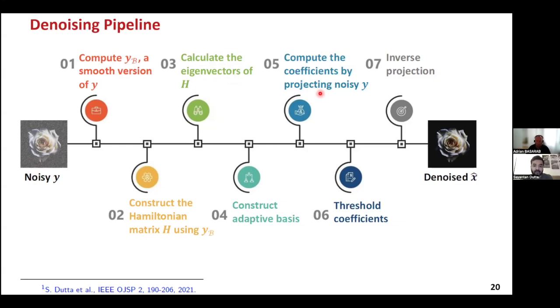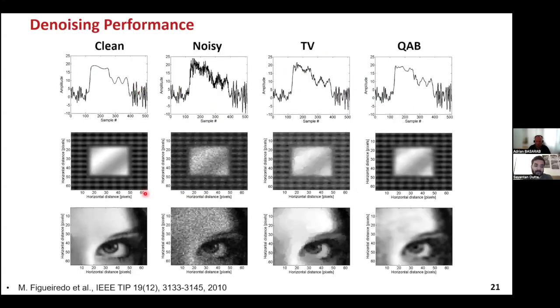Now here I show a few results for the signal and image denoising task. These are some synthetic images, and this is the standard Lena image that I used. This is our method called QAB, quantum adaptive basis, and I compared it with total variation. We also compared with Fourier based denoising and wavelet denoising, then some graph signal processing methods and dictionary learning. And we observed that our method performs quite well compared to these methods.